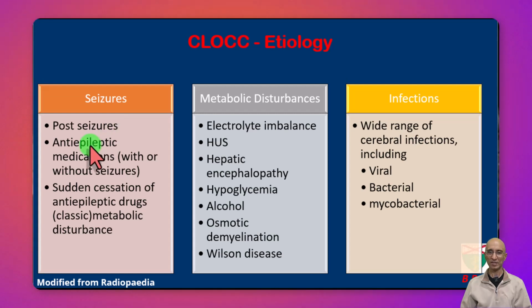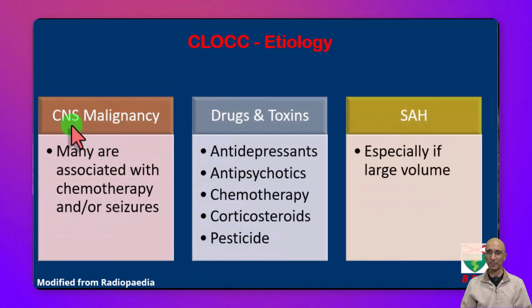setting of either post-seizure or change to antiepileptic medications or sudden cessation of antiepileptics. It is seen in various metabolic disorders, infections, underlying CNS malignancy, classically in the setting of chemotherapy or associated seizures. Various drugs and toxins can cause it, including chemotherapy as we saw in our patient, and it can also be seen in the setting of subarachnoid hemorrhage, particularly if it's a large volume subarachnoid hemorrhage.